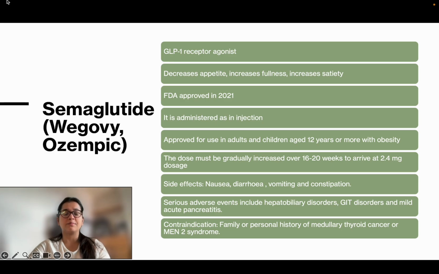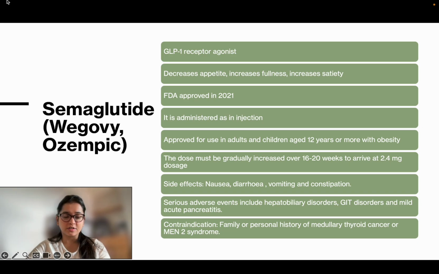In this presentation, I'm going to talk about the anti-obesity medications, that is, the pharmacological therapies to overcome obesity. The first medication is semaglutide. Semaglutide is also known by the brand names Wegovy or Ozempic. Semaglutide is a GLP-1 receptor agonist. It works by decreasing appetite, increasing fullness, and increasing satiety. It was approved by the FDA in 2021 to be used as an anti-obesity medication.